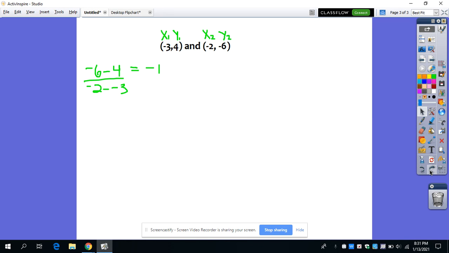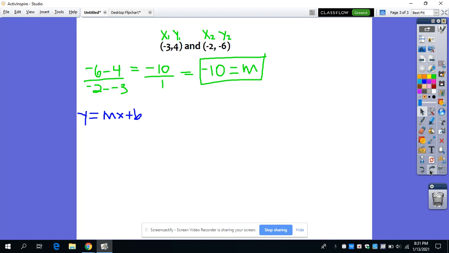If you did it correctly, that gives you a negative 10. Negative 2 minus negative 3 is like saying negative 2 plus 3, which is 1. Negative 10 over 1 is a beautiful negative 10. That's your slope. All right? Again, you're plugging it into the equation y equals mx plus b. Y, oh crap, I don't like these points. All right, so my slope is negative 10, that's for sure.